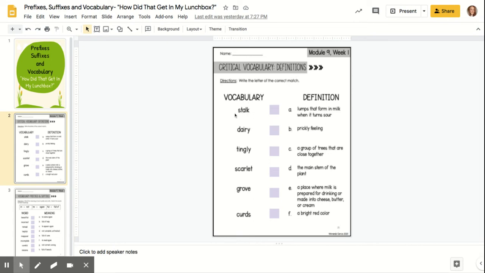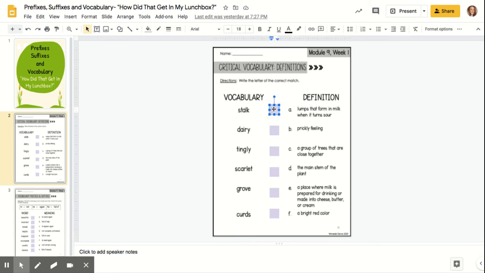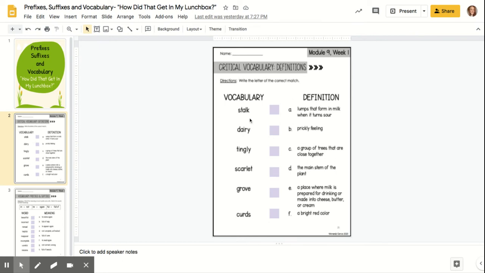So whichever one means stalk, you're going to type in the letter right here. Then you're going to use those other definitions to fill in for the rest of the words. It goes stalk, dairy, tingly, scarlet, grove, curds.